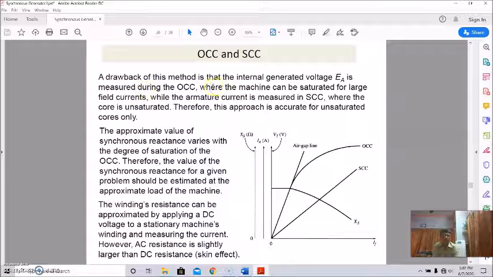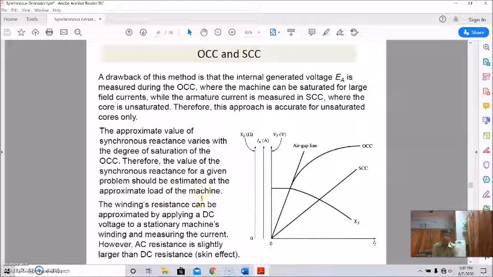A drawback of this method is that the internal generated voltage EA is measured during the OCC when the machine can be saturated for large field currents, while the armature current is measured in the SCC while the core is unsaturated. Therefore, this approach is accurate for unsaturated cores only, and the approximate value of the synchronous reactance varies with the degree of saturation of the OCC.